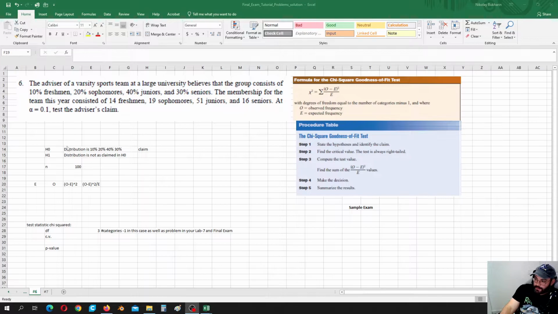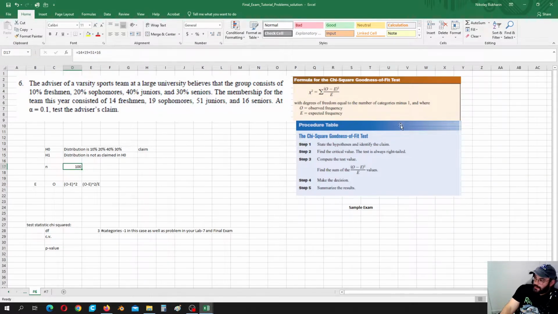Okay, so in this case, this is our claim. This is H0. This is H1. The total number of students is 14 plus 19 plus 51 plus 16. This is 100. So 100 students, this is our sample. And out of these 100 students, 14 are freshmen, 19 sophomores, 51 juniors, and 16 seniors.